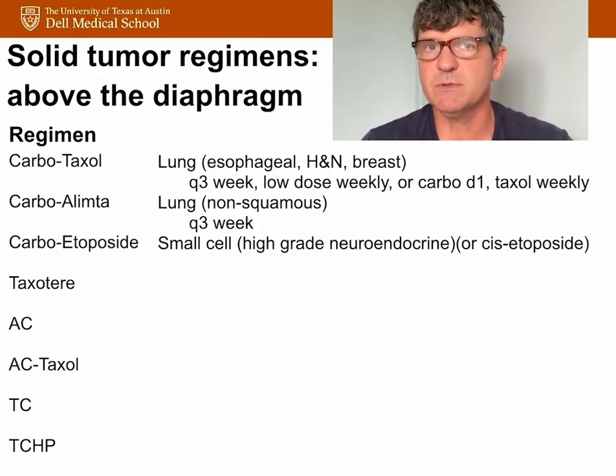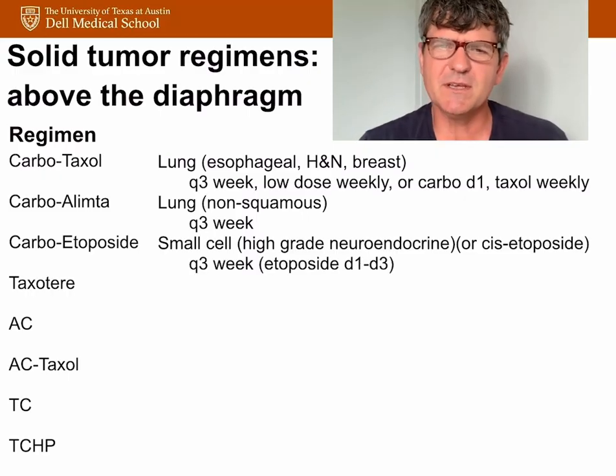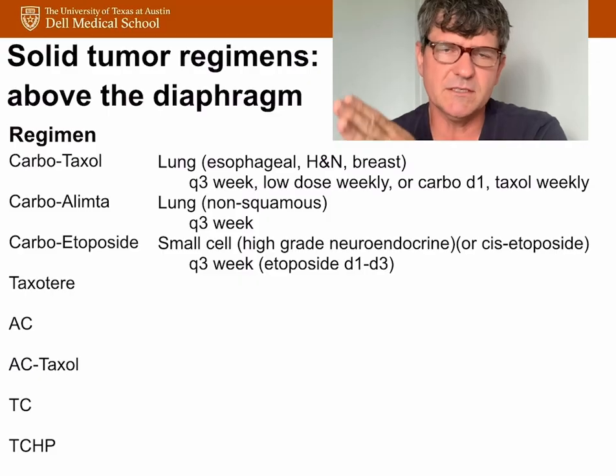In what setting do you use cisplatin? Curative setting. So in earlier stage, limited stage small cell lung cancer. So cisplatin plus etoposide. It's a little complicated because the carbo or cisplatin is given on the first day, and then you get 3 days of etoposide. So it's 1 day of carbo or cisplatin, then 3 days of etoposide, and do that once every 3 weeks.